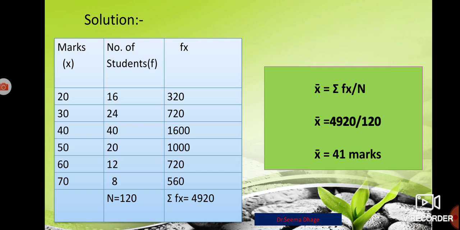Now we are applying the formula x bar is equal to sigma fx upon n. So as we have already calculated sigma fx in our third column, total is 4920. So x bar is equal to 4920 divided by n, that is total number of students. So 120. 4920 divided by 120 is 41 marks. So arithmetic mean for given series is 41 marks.